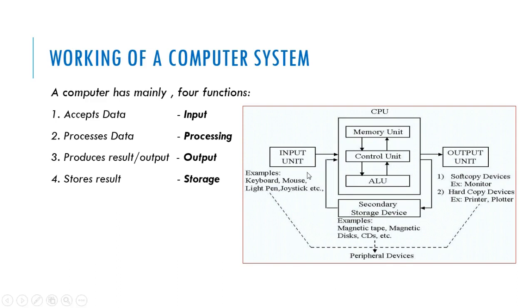This input unit performs the input task. The CPU performs the processing task. The output unit performs the output part, and the secondary storage device performs the storage task. So this way, there are different components that are responsible for performing different functions in the computer system. Now let us understand one by one all these units.